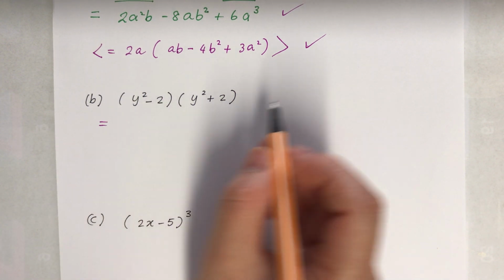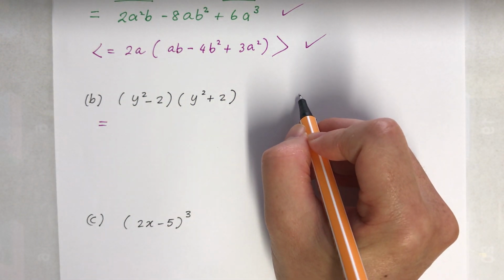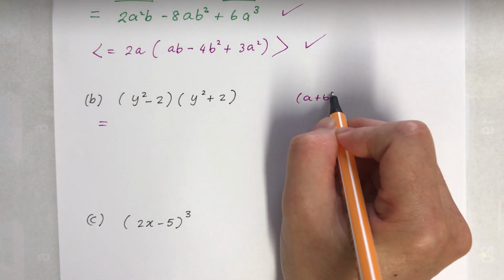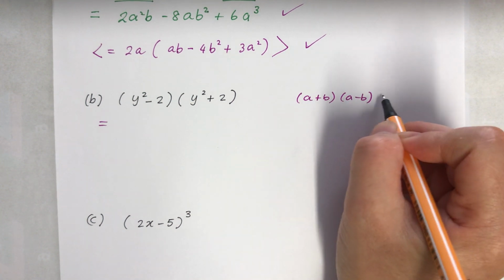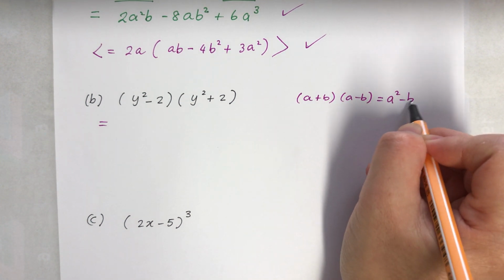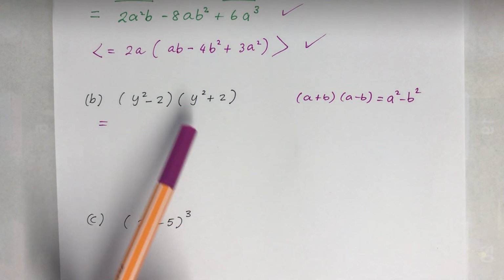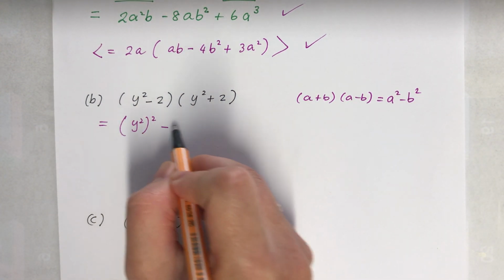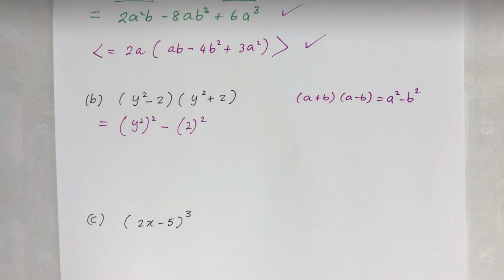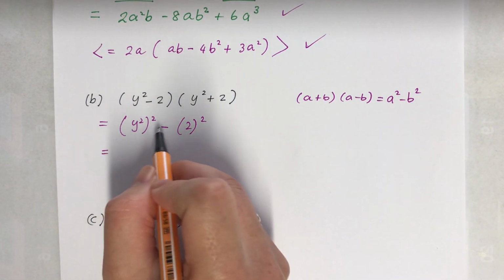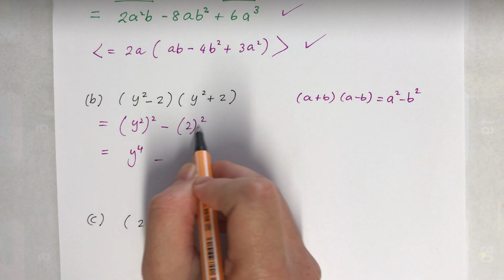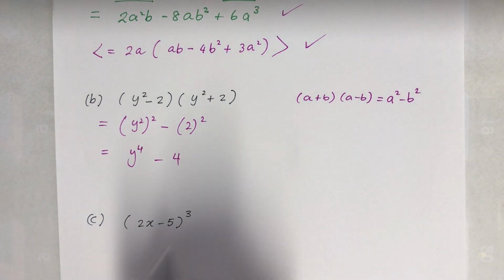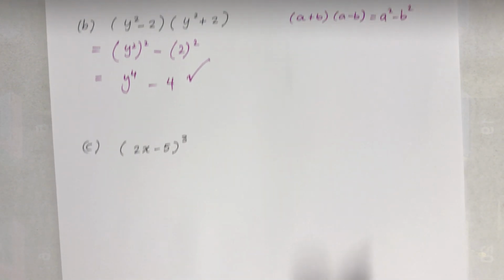This one looks like difference of two squares, isn't it? Like a plus b, a minus b equals what? A squared minus b squared. Okay, so that looks like that. So what I'm going to do, I'm going to do just that. Okay, so what's that going to be? y to the power 4. Done. That was a simple one.